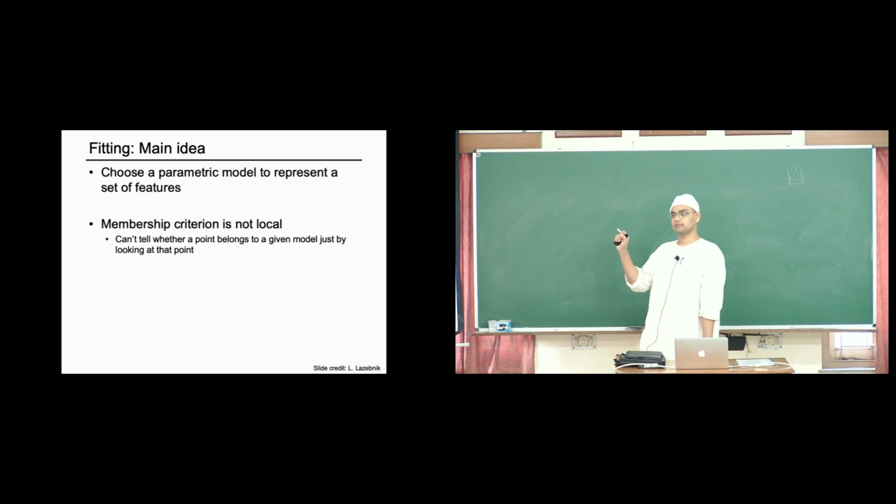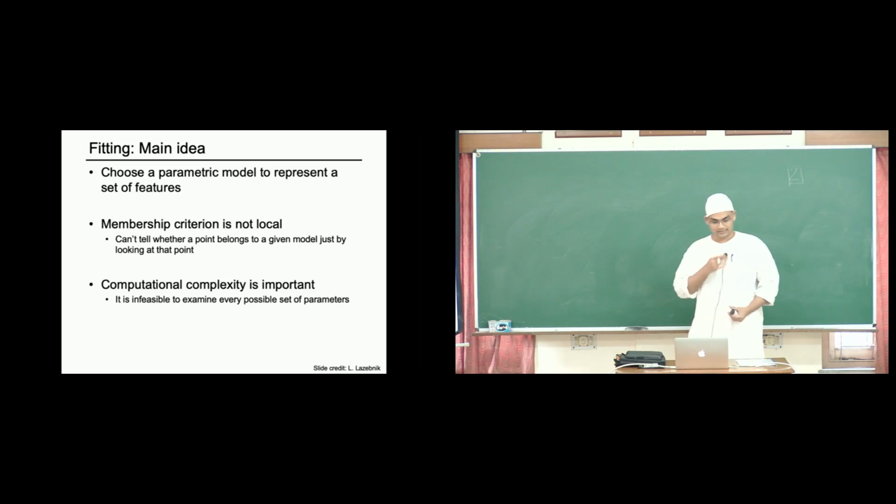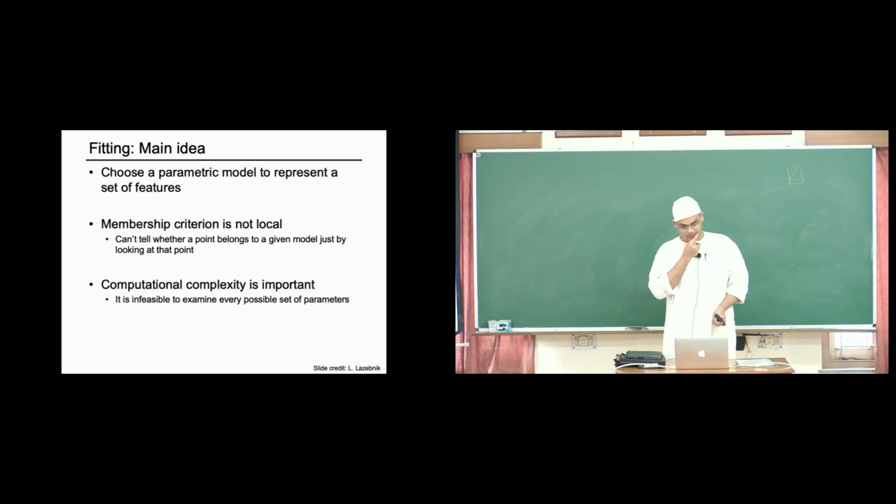Make sense? If I give you 2 points, how many lines can go through the 2 points? If I give you 2 points, how many circles can go through them? Infinite, because the radius may vary, right? But if I give you 1 point, you cannot talk about either the line or the circle. Okay. Computational complexity is important because sometimes you cannot try all the parameters.